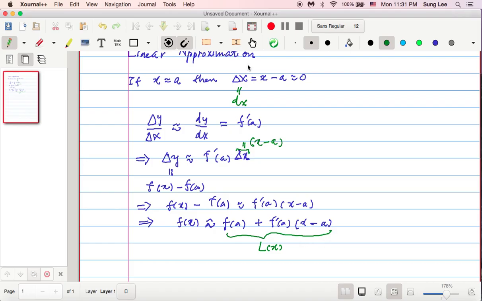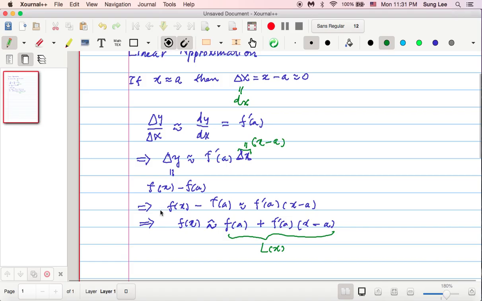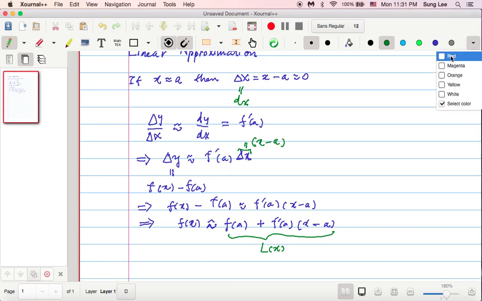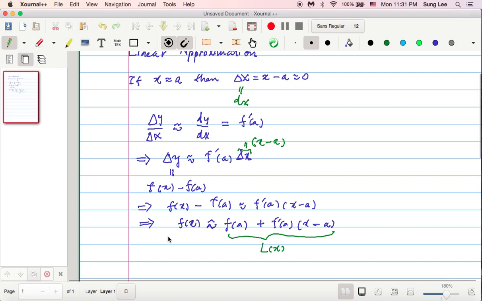So what is going on here is that, let me use maybe a different color, the left-hand side, f of x, is the actual quantity.